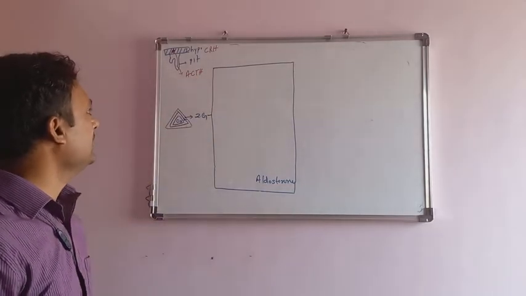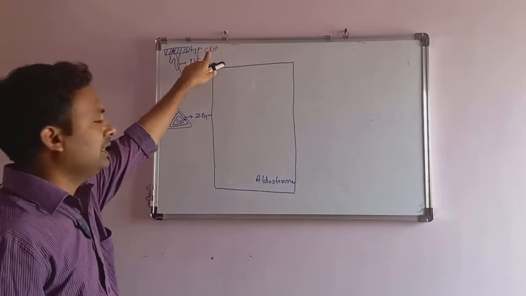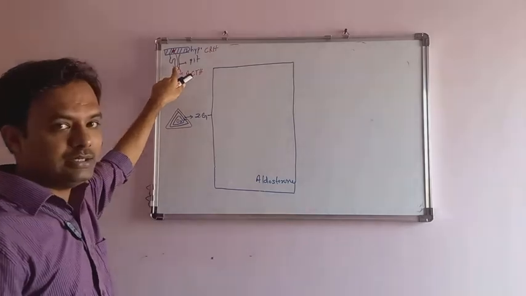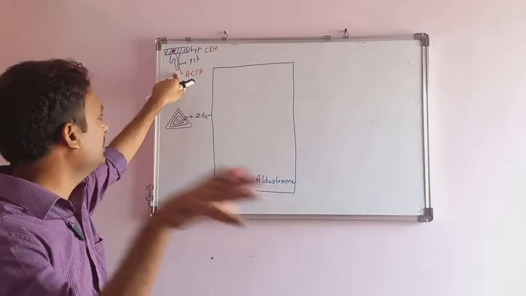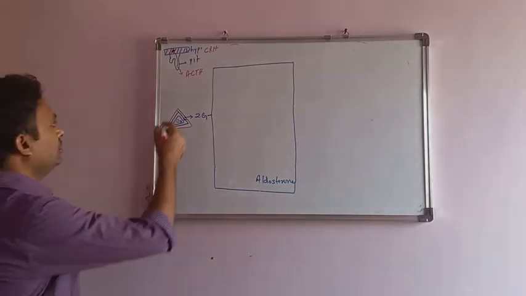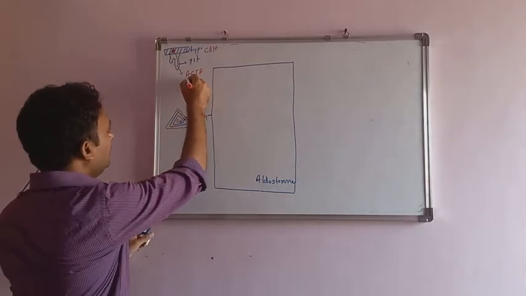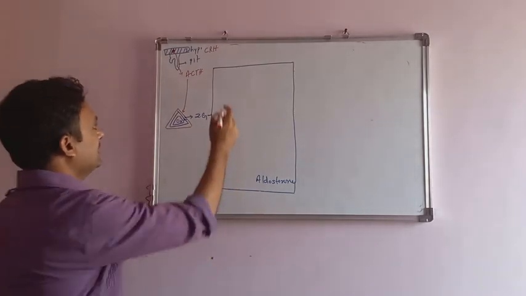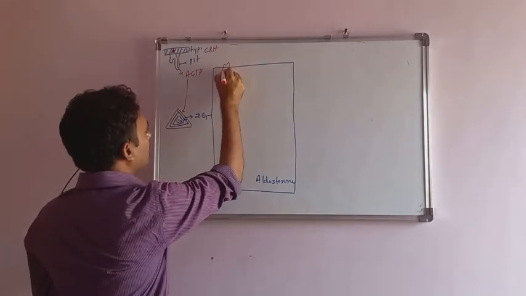Adrenocorticotropic hormone, ACTH. The hypothalamus will release what? Corticotropin releasing hormone, and it will come into the anterior pituitary and stimulate the anterior pituitary to release adrenocorticotropic hormone. This hormone comes and acts on the zona glomerulosa cell.